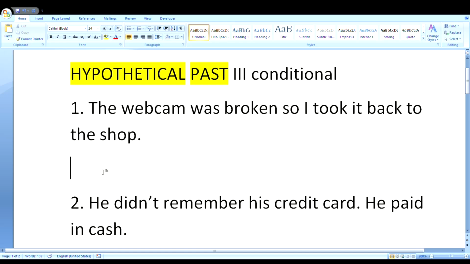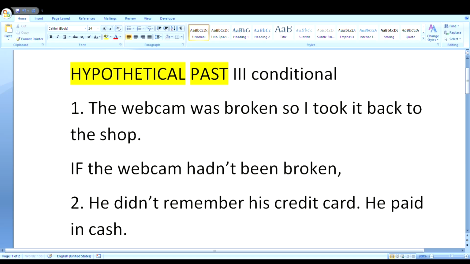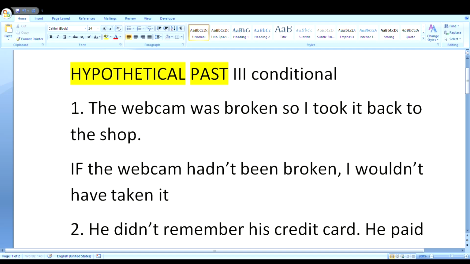The webcam was broken, so I took it back to the shop. However, what would have happened if the webcam hadn't been broken? That is the question. Let's look at the sentence in the third conditional. So, if the webcam hadn't been broken, I wouldn't have taken it back to the shop.